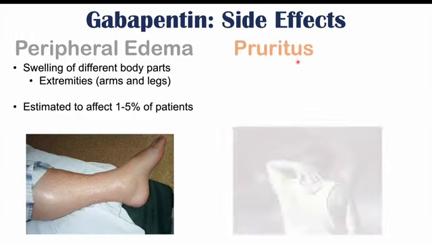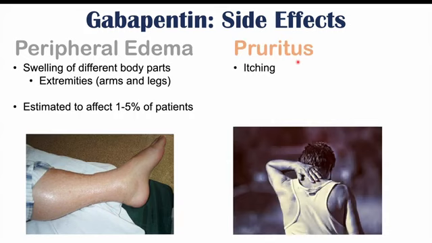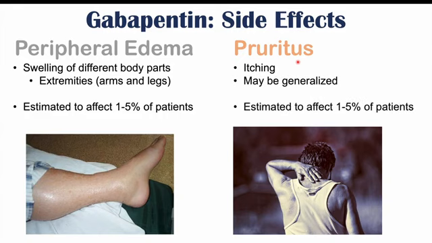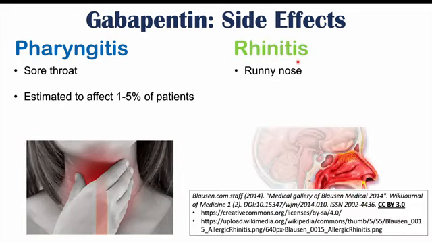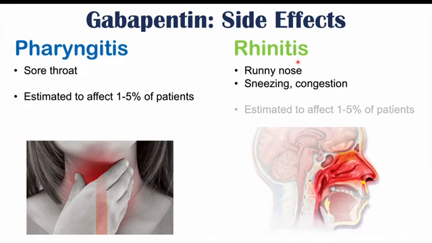And then pruritus can also be something that can be found in gabapentin use. So pruritus is itching sensation. It may be generalized itching, so you may feel itchy in different parts of your body. And again, this can also occur in approximately 1 to 5% of patients. And finally, some other side effects that may look like an infection in gabapentin users include pharyngitis. So pharyngitis is a sore throat. This can occur in 1 to 5% of patients as well. And rhinitis may also occur. And rhinitis is going to be a runny nose or sneezing, congestion. And again, this can also occur in an estimated 1 to 5% of patients who use gabapentin.